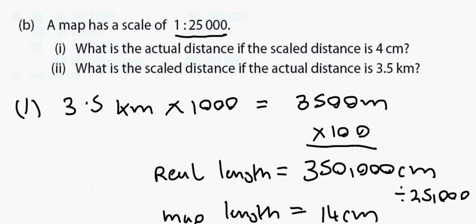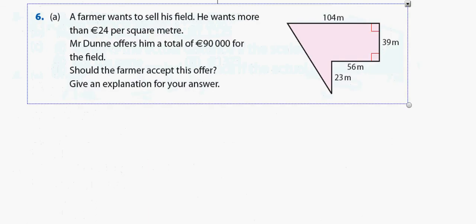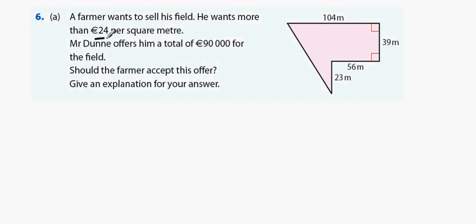A farmer wants to sell his fields. He wants more than 24 euro per square meter. Mr. Dunn offers him a total of 90,000 for the field. Should the farmer accept this offer? Give explanation. Right. So we have to see how much he's offering for how much land. So the first thing we need to do is find the area of this field. So what I'm going to do is continue down this line here. Okay, and I'm going to make a triangle and a rectangle.